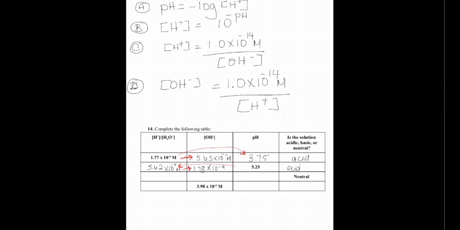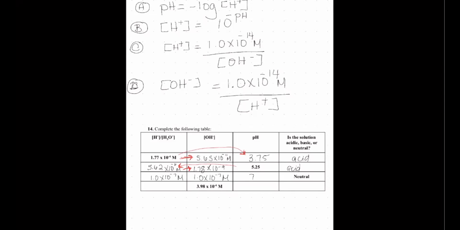Now, whenever we have something neutral, what is the pH for something neutral? Great, so that means that this is 1.0 times 10 to the negative 7 molar, and this is 1.0 times 10 to the negative 7 molar. That is known. You could use the equations above, but trust me, that is known. Let's do the very last one.